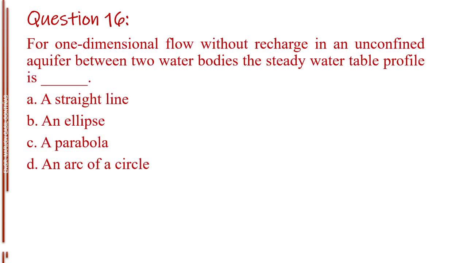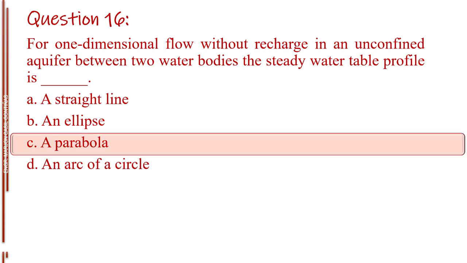Question number 16. For one-dimensional flow without recharge in an unconfined aquifer between two water bodies, the steady water table profile is blank. Letter A, a straight line. Letter B, an ellipse. Letter C, a parabola. Letter D, an arc of a circle. The answer is letter C, a parabola.